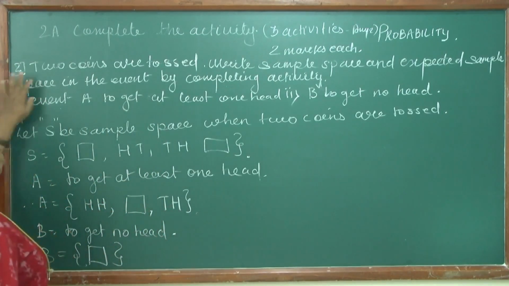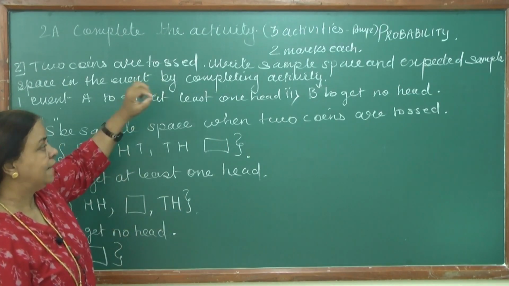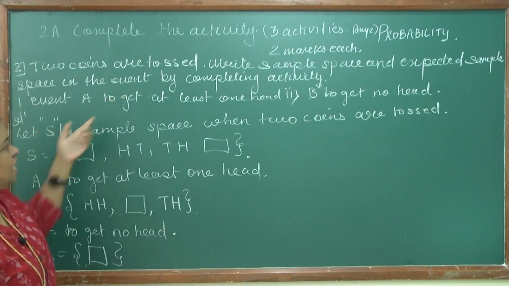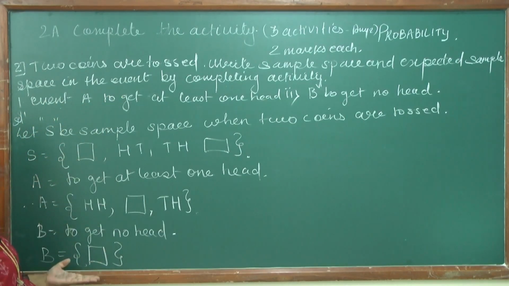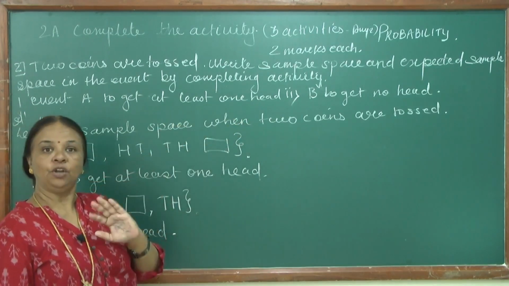Second activity: 2 coins are tossed. When you toss 2 coins, write the sample space and the elements of the events by completing the activity. So what are the events? Event A is to get at least 1 head and event B is to get no head.